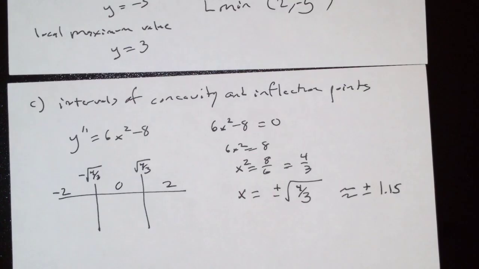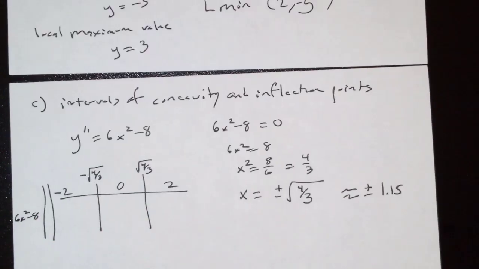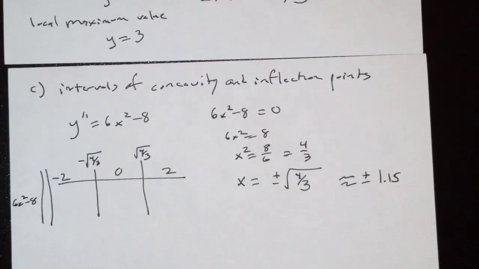I didn't pick those randomly. Those are the same numbers we had for our critical numbers in the previous part. That's helpful. It's not required. I need to plug into y double prime. Since that did not factor, I can't do a separate line for each one. I'm just going to plug in.